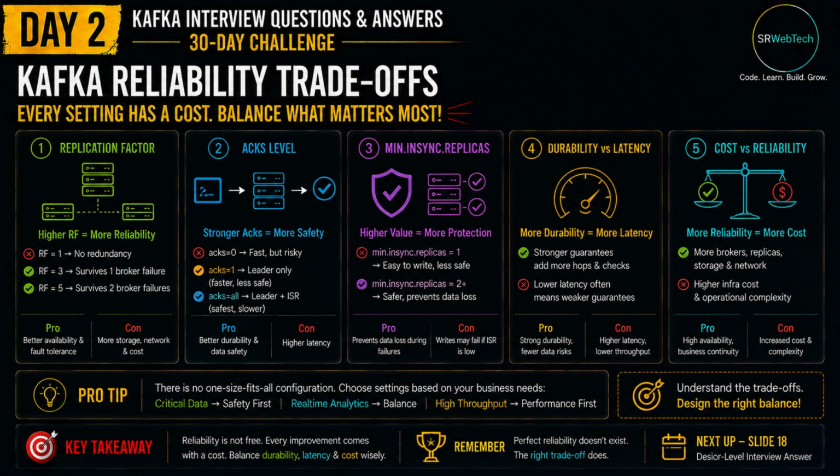Kafka reliability has trade-offs. Stronger durability can increase latency. More replicas consume more storage and network bandwidth. Higher availability can require additional infrastructure. Production design is therefore about balancing reliability, performance, cost, and operational complexity rather than choosing one setting blindly.